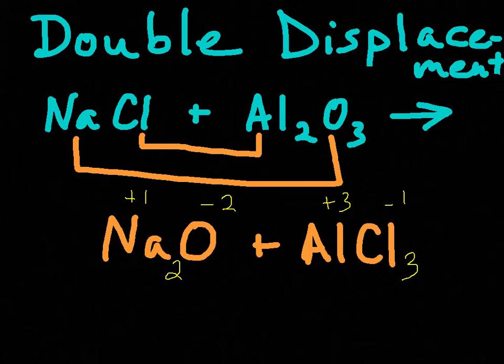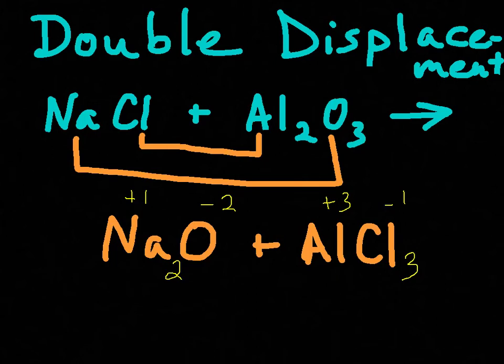We do not look at the subscripts in the reactants to make this decision. These are new relationships within these molecules, and we look at the charges from scratch. The final step, of course, would be to balance the entire equation. We have to have the same number of atoms of sodium, chlorine, aluminum, and oxygen on the left as we do on the right.